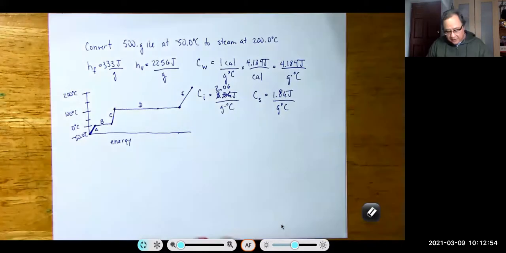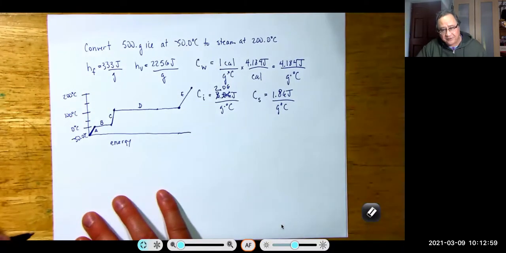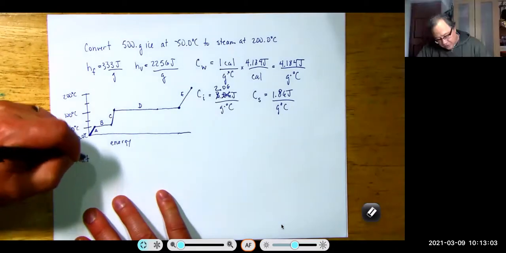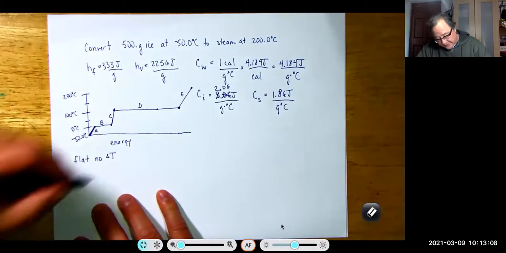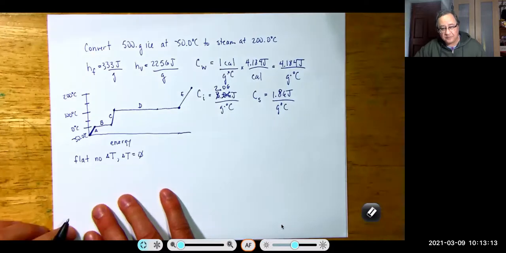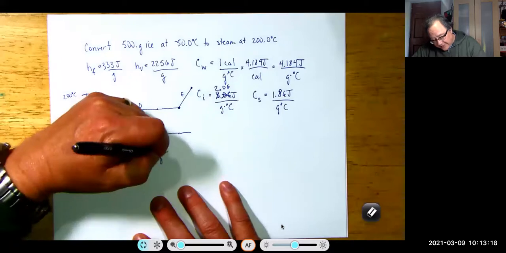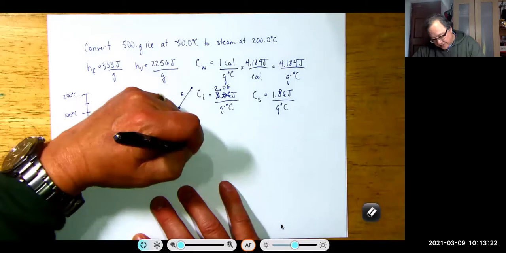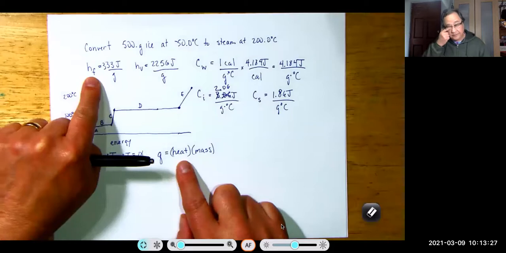And now I'm going to tell you that for this graph, you have two different types of calculations. You've got the flat, where there's no change in temp. Another way to say that is the change in temp is equal to 0. For the calculation, the Q is going to be the heat times the mass. And when I say heat, I'm talking about heat of fusion or heat of vaporization.